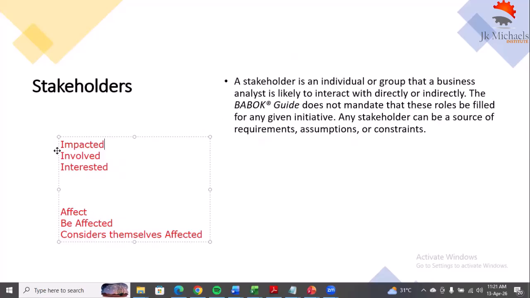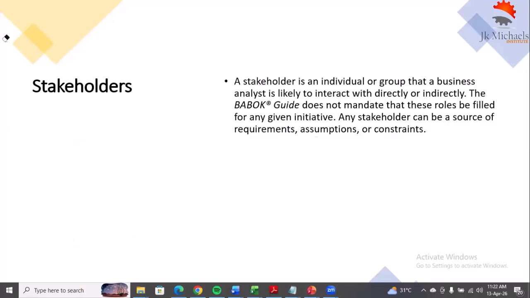The BABOK Guide does not mandate that these roles be filled for any initiative, but you want to know your stakeholders, because a lot of times they are a source of requirements. For you to be able to understand needs or requirements, you need stakeholders. For you to be able to gain a clear picture of the context using assumptions, you need stakeholders. For you again to be able to understand the context, right? E.g., and the constraints upon the project and its environment, again, you need stakeholders. So stakeholders provide valuable information and help.